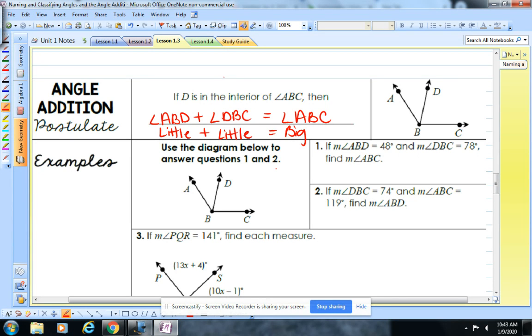Okay, so these first two examples, they do it with numbers. So we're going to label it on our picture here. So number one, they tell me the measure of angle ABD is 48 degrees. I'm going to write in a 48. And DBC is 78. So that one's 78 degrees. How do I get the measure of ABC? Add them together, and what do we get?